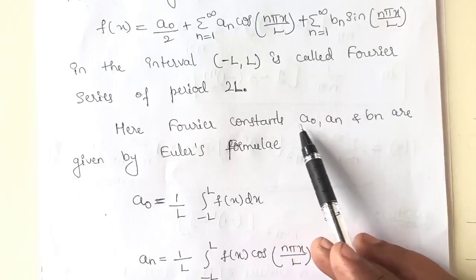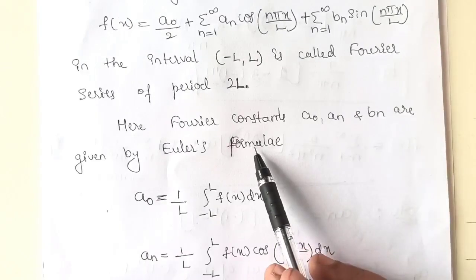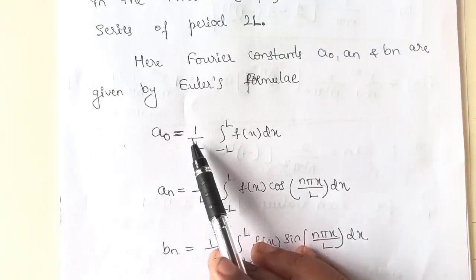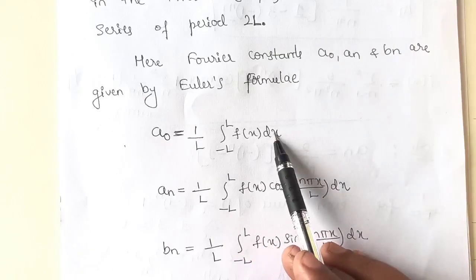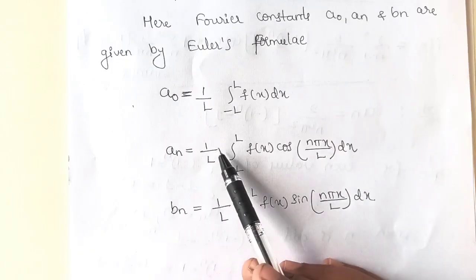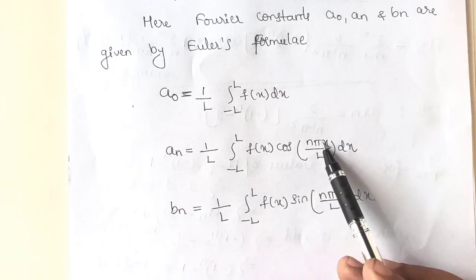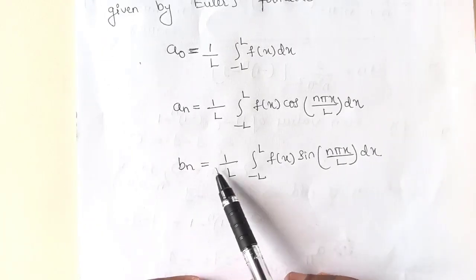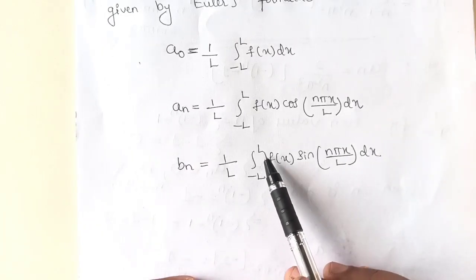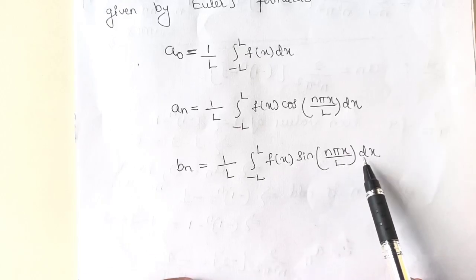Here the Fourier constants a0, an and bn are given by Euler's formulae. a0 is equal to 1 by L integration minus L to L f of x dx. an is equal to 1 by L integration minus L to L f of x cos n pi x divided by L into dx. bn is equal to 1 by L integration minus L to L f of x sin n pi x divided by L into dx.